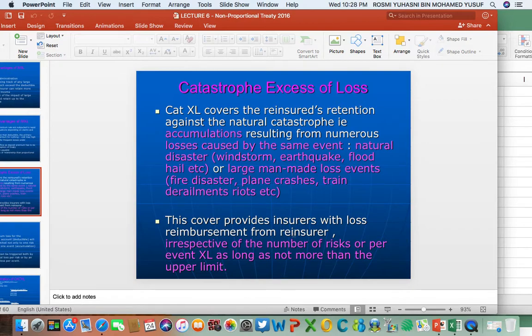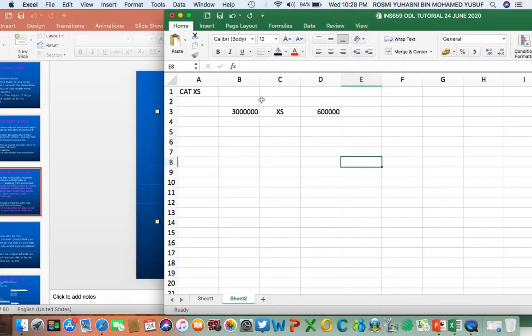The cover provides the insurer with loss payment from the reinsurer, irrespective of the number of risks or per event excess of loss, as long as it is not more than the limit. The mechanism is similar to working excess because it has a limit and a deductible. So it covers per event. In that one event, there can be loss 1, loss 2, loss 3, loss 4, and so on.